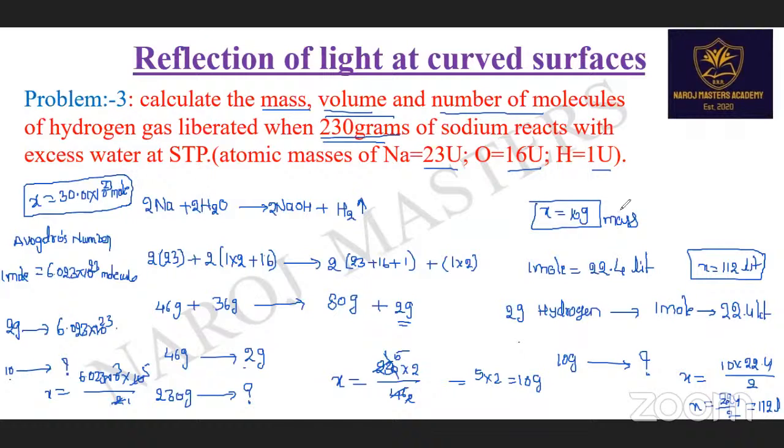So these are the answers for this question. X is equal to 10 grams, and here 112 liters and 30.01 into 10 power 23 molecules. Or we can also write like this: instead of writing 30 here, 3 into 10 power 24 molecules also.